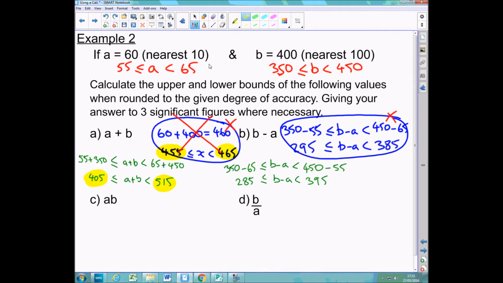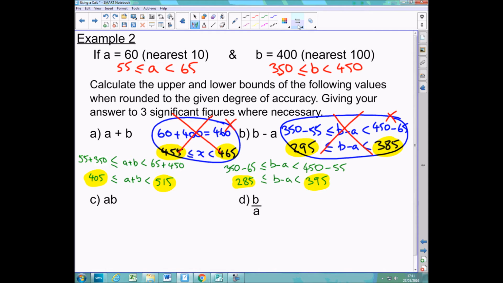So again, quickly comparing, you can see that this value here is still smaller than this value I've got up here. And again, comparing the upper bounds, this value here is larger than this value here. So again, this is completely wrong.